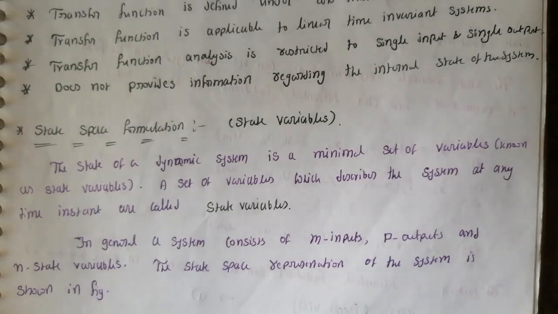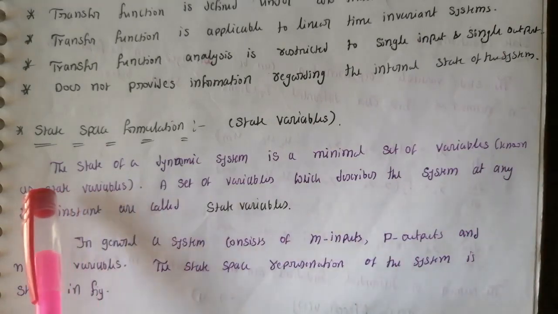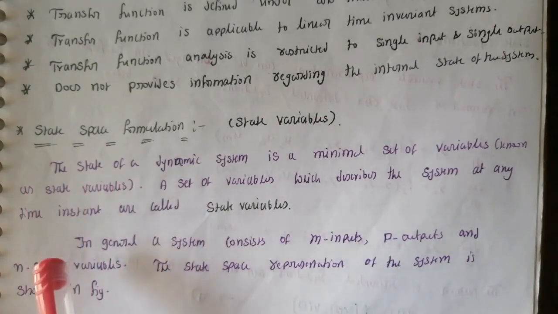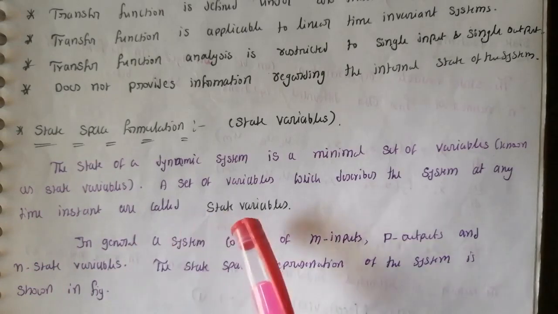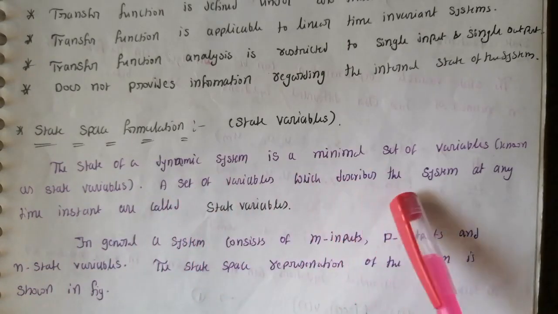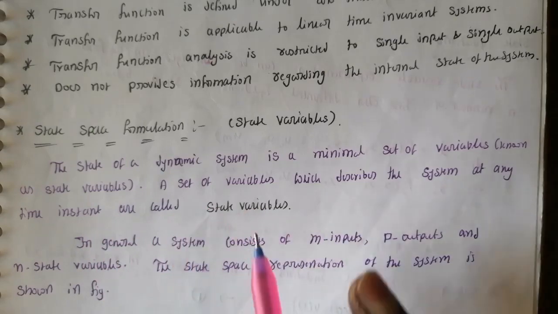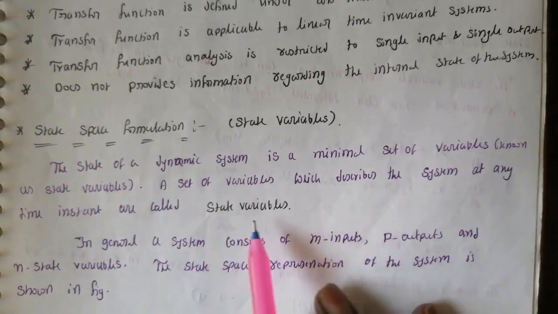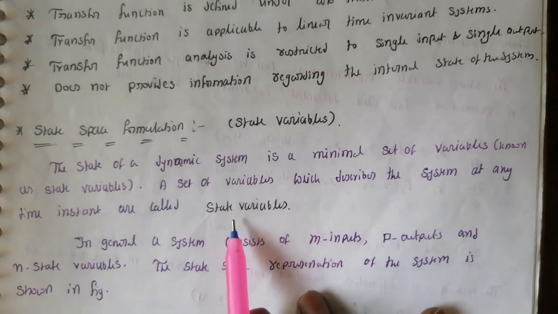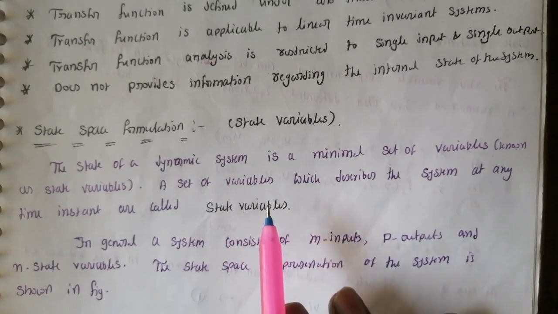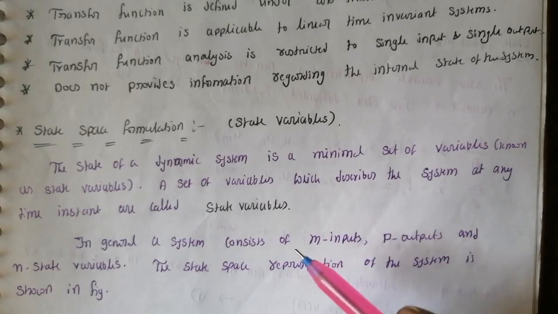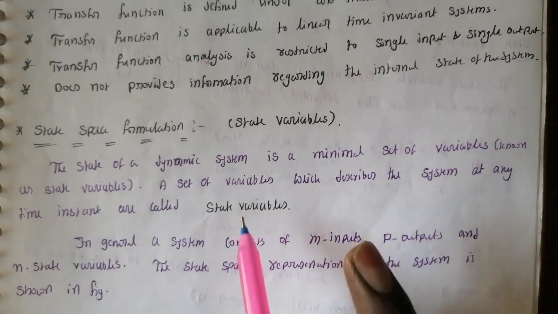The state of a dynamic system is a minimal set of variables, and these variables are called state variables. They give information about each and every state of the system. A set of variables which describe the system at any time instant is called state variables. This is the main meaning of state variables. Their function is to provide any state of the system at any time, so we can describe the situation of the system.